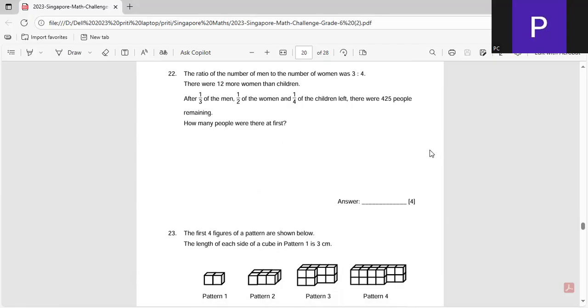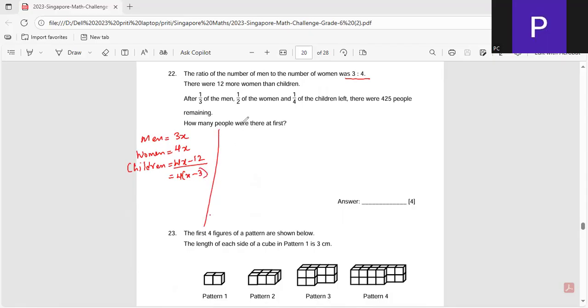Question 22. The ratio of the number of men to the number of women was 3:4. There were 12 more women than children. After 1/3 of the men, 1/2 of the women, and 1/4 of the children left, there were 425 people remaining. How many people were there at first? Now let's just assume the number of men is 3x, the number of women is 4x, and the number of children, let me just write that properly. There were 12 more women, so the number of children is 4x minus 12. We can also write it as 4x minus 12, right?